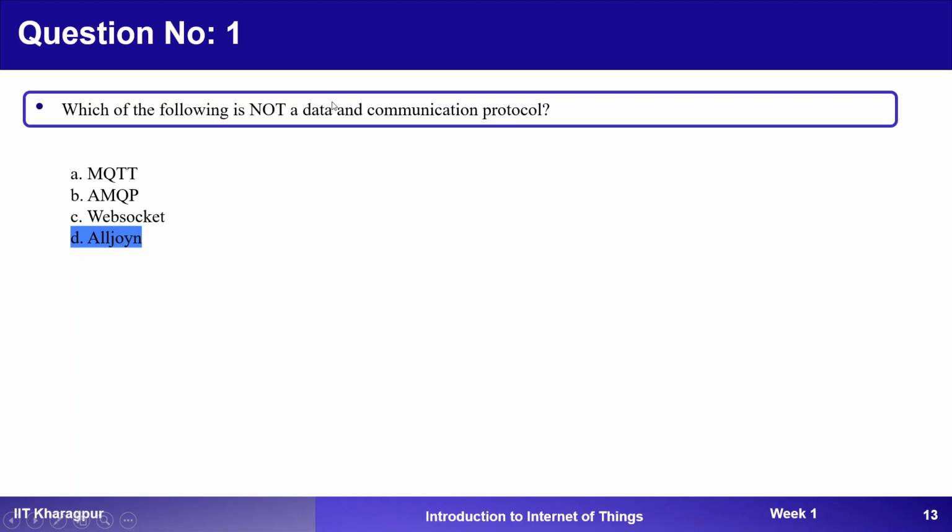Next one is detach. Detach is to terminate the link. Then end is responsible for closing the session, and close is responsible for closing your connection. So the right option for your question is disposition, as disposition is responsible for informing the changes that occur in the state of transfer.